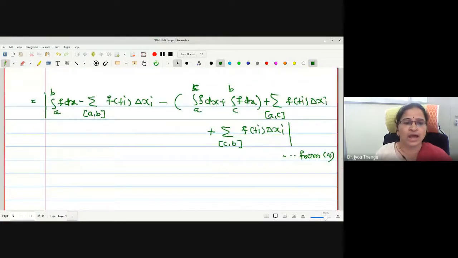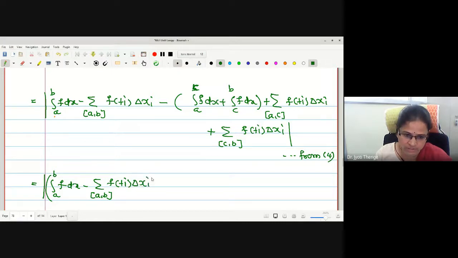Now again, as we have written for this first one, integration on AB combined with sum on AB, similarly we will do for the remaining two integrations. Integration, let me put this in one bracket. It will be better. Minus sum on AB of f of pi delta xi. Okay. Now let me take addition. May I take this sum on AC along with integration AC.